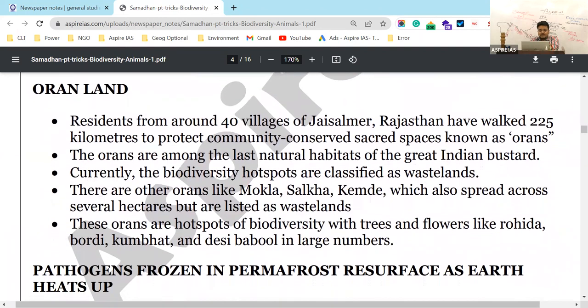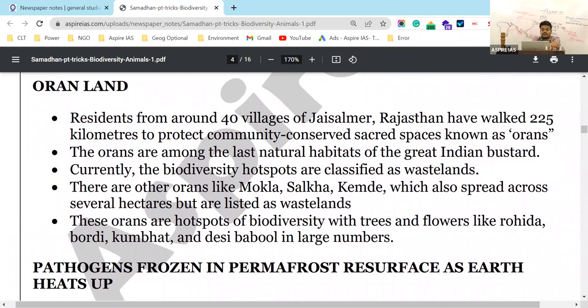Then let us talk about Oran land. This can come in PT. Residents from around 40 villages of Jaisalmer, Rajasthan have walked 225 km to protect community-conserved sacred spaces known as Oran. So one is sacred groves. The sacred groves are right now maximum in Himachal Pradesh, Uttarakhand, Tripura, Sikkim and Kerala. In Kerala, in the sacred groves, they practice the dance by the name of Theyyam. You must have heard. Now, in the same manner, some of the sacred spaces or land which is locally protected by the people is known as Orans, O-R-A-N-S. It will come in PT. So these all are known as Orans.